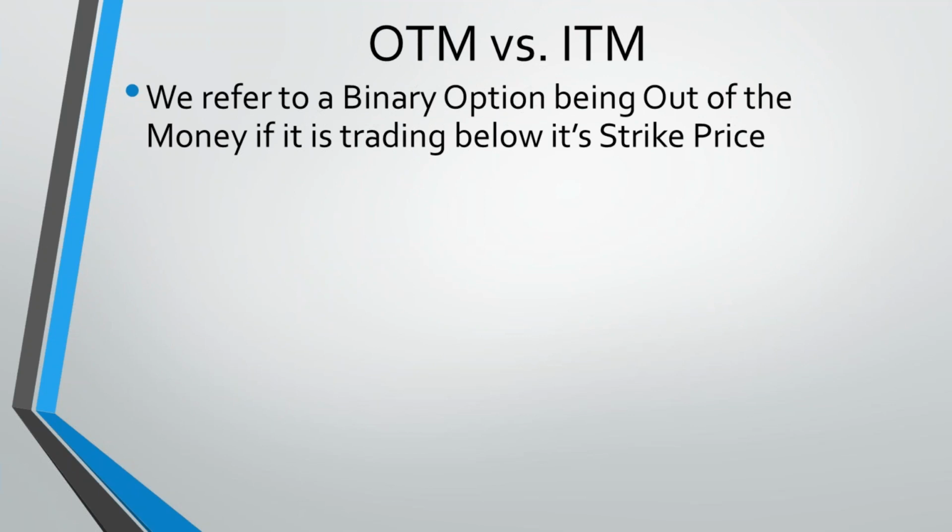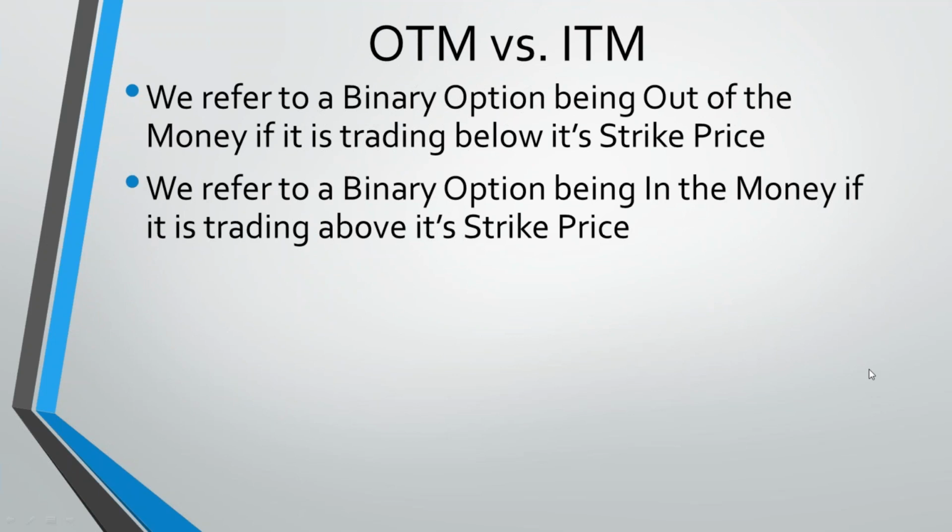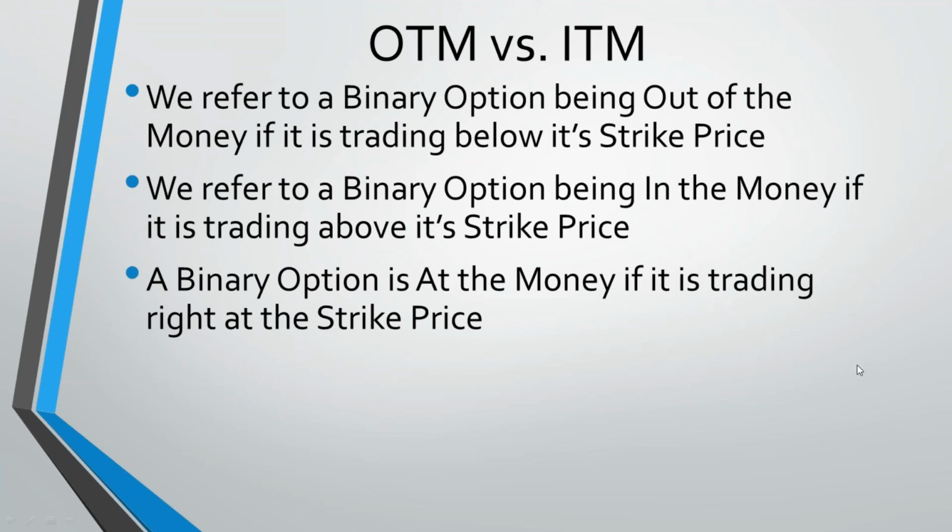We refer to a binary option being out of the money if it's trading below its strike price. We refer to a binary option being in the money if it's trading above its strike price. It is very important to get just those two points. A binary option is at the money if it is trading right at the strike price. This is regardless of whether you're looking at it long or short.